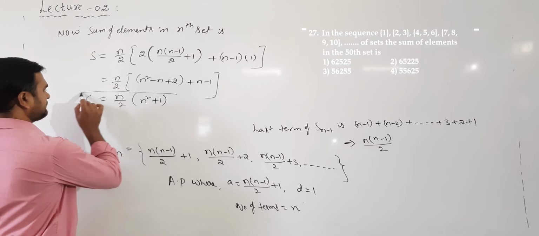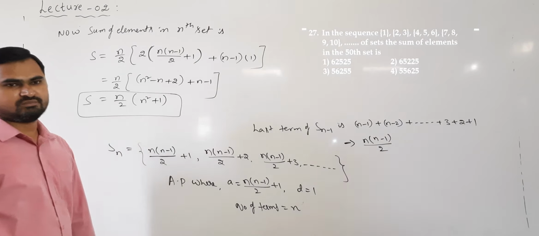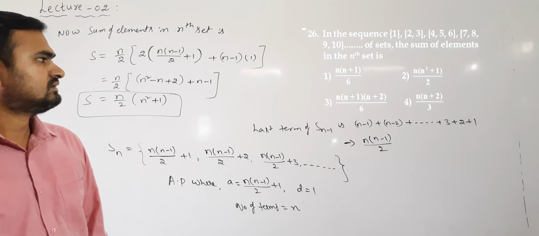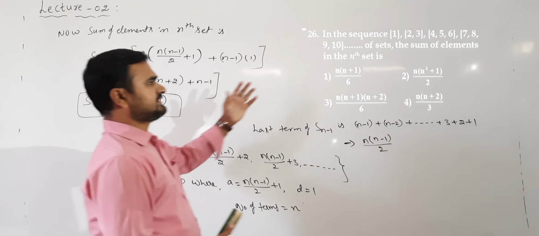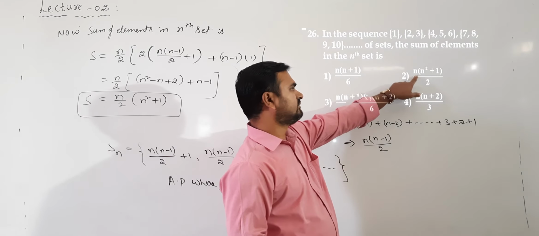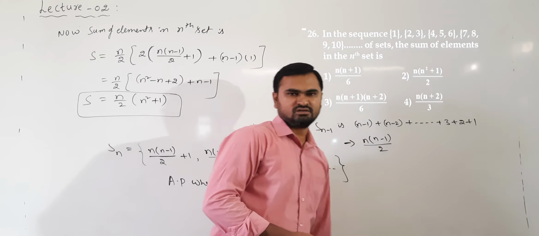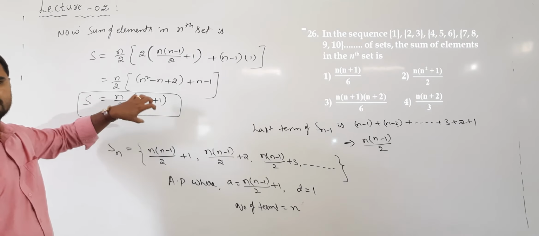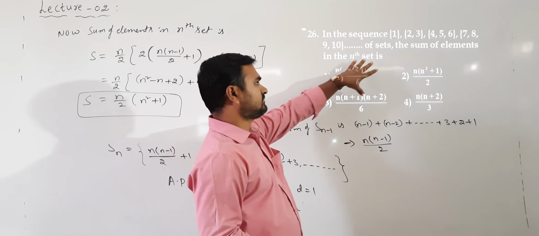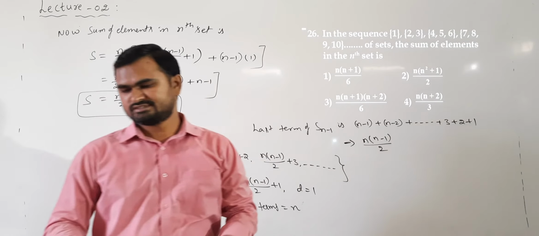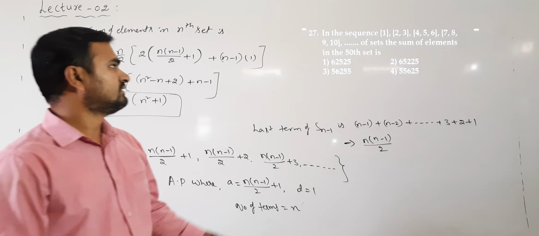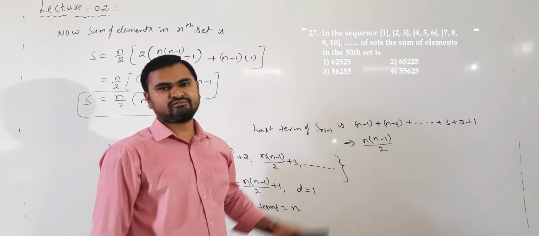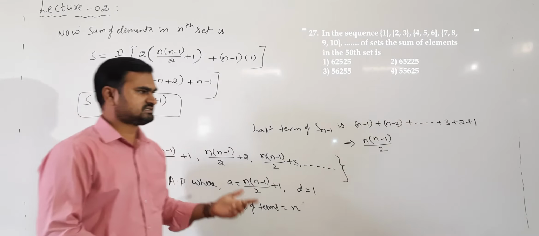If you observe question number 26, that is what we solved. The sum of elements in the nth set is n by 2 into n square plus 1. So if you want to solve directly, this is the method of solving, and we should know the method of solving also, because for this type of problems we can verify. But if you see question number 27, for this type of problems we cannot use verification. So in such a case, we have to solve directly, observing the pattern, writing the elements, and then taking the sum.